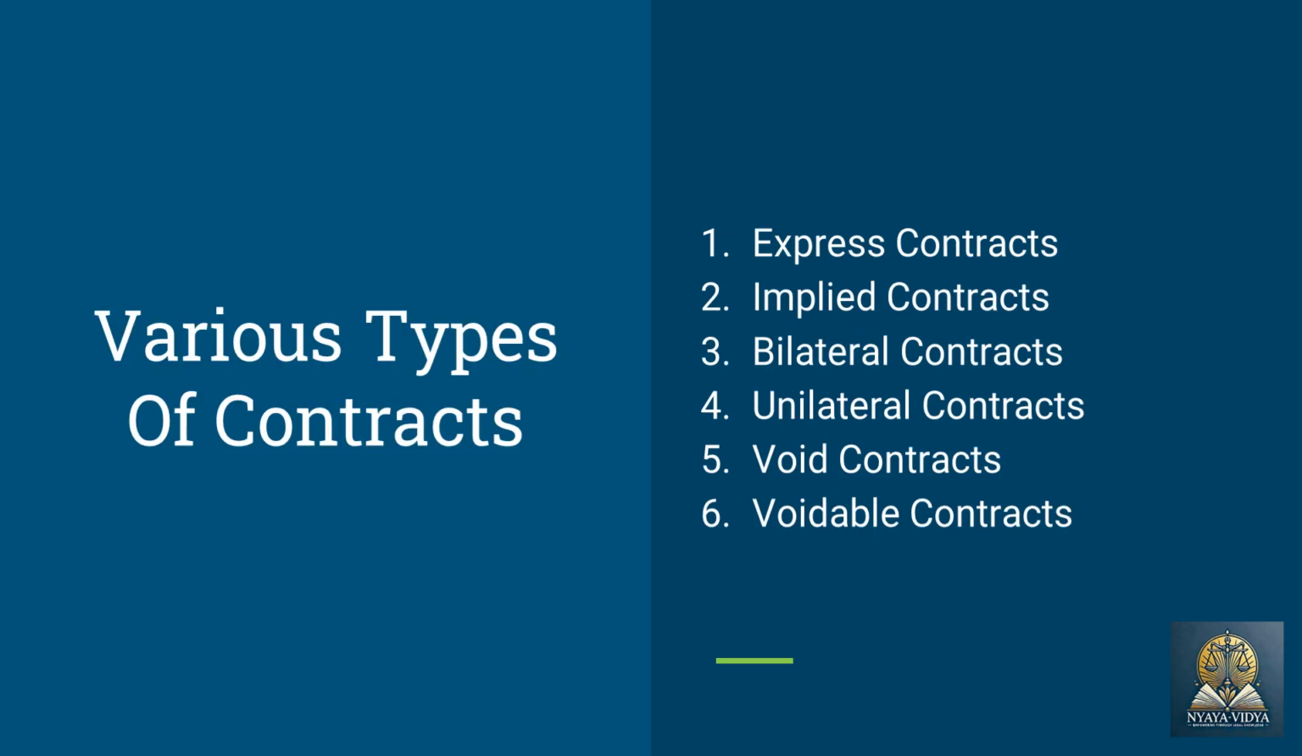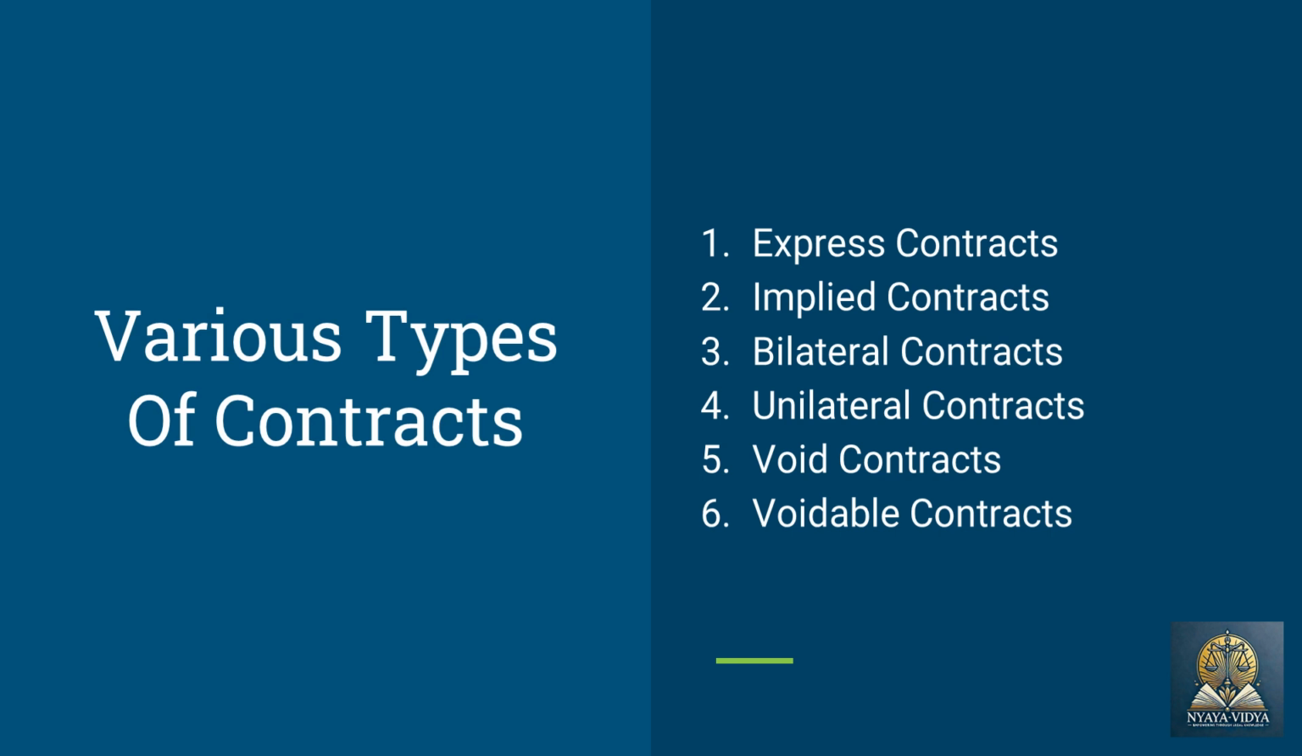Let's talk about the various types of contracts. The first one is express contract. Express contracts are agreements where the terms are explicitly stated, either written or orally. The contract terms are very clear and expressed, which is why these types of contracts are called express contracts. The second one is implied contracts. Here, the agreement is enforceable by law and the contract is there, but no clear terms are defined in the contract.